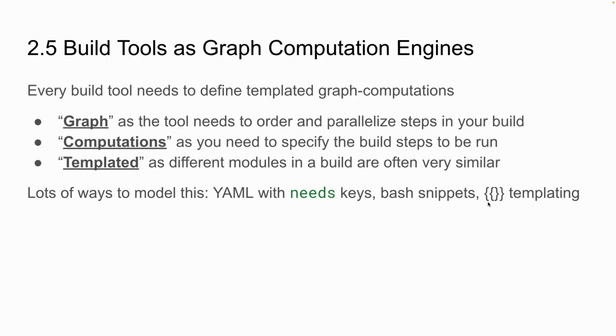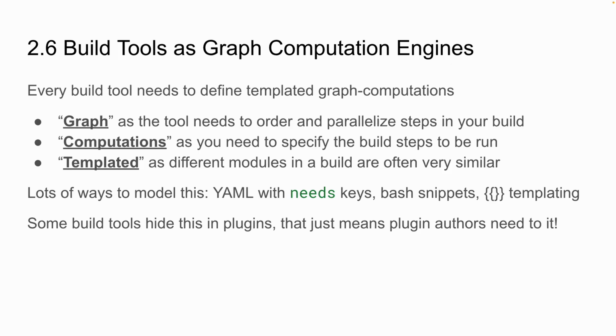Maven has the dependencies or managed dependencies doing the graph, the plugins doing the computations, and the templating being done by parent POMs, or in Maven 4 you have Maxin POMs. Some tools try to hide this in plugins, but that doesn't actually solve the problem. If your plugin authors have trouble managing this templated graph, that's how you end up with plugins that are buggy, or plugins that don't work well with other plugins because the graphs don't really connect together well. And this makes build tools fundamentally quite a complex problem.